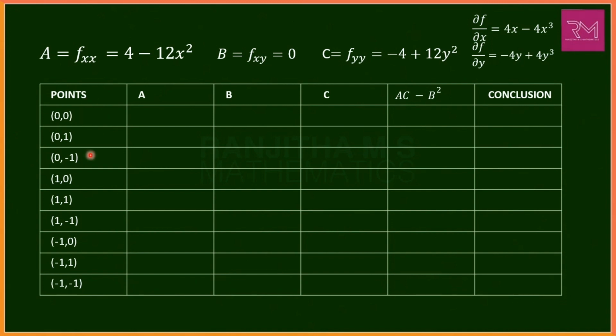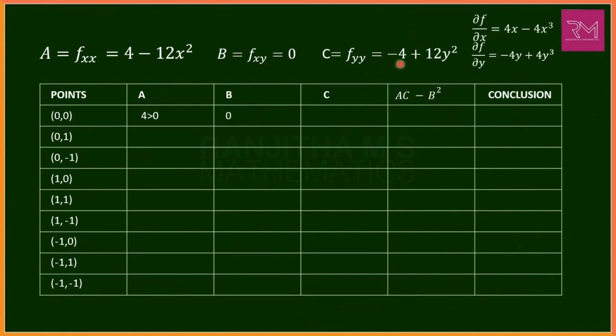Here, we have to check the extreme value for all the points. That is easy. Here, a value is 4 minus 12x square. For the point 0, 0, here x value is 0 and y value is also 0. Here this term becomes 0, hence we get a value as 4, that is greater than 0. Here b is 0 itself, hence we get the b value as 0.